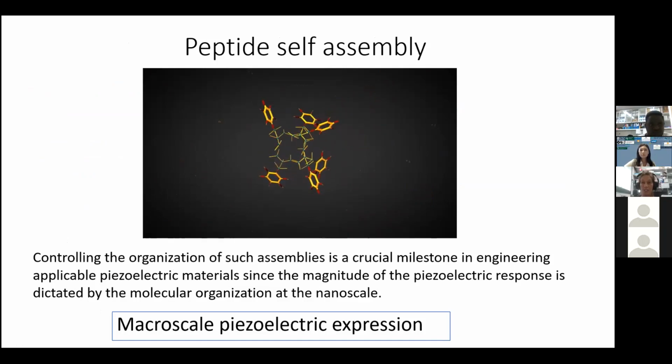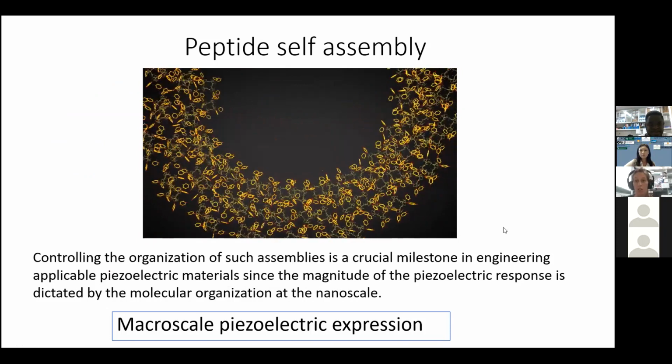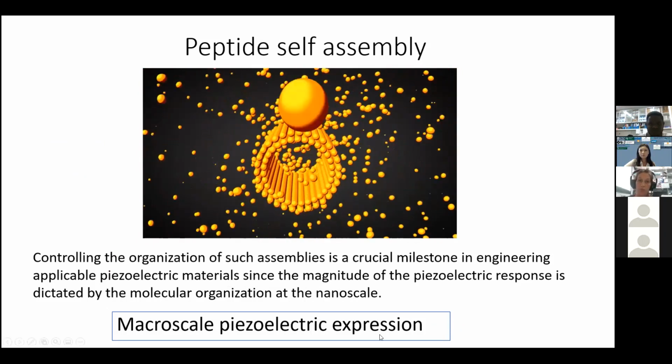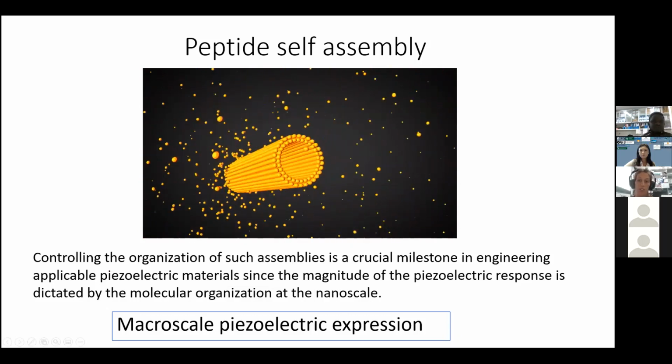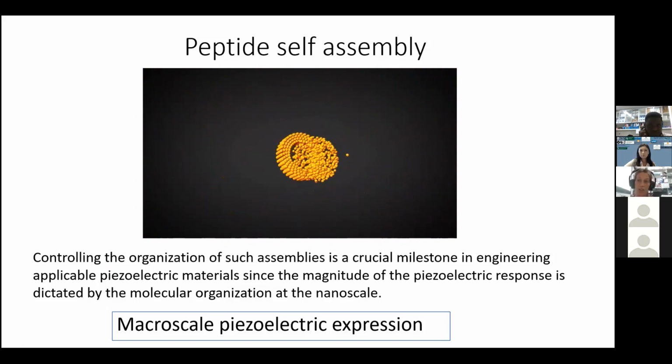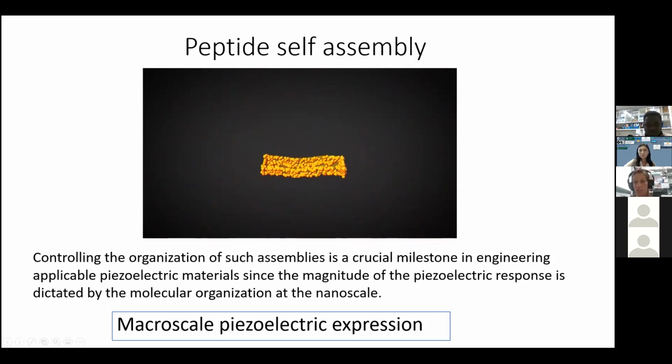It is a spontaneous process describing the formation of supramolecular ordered structures due to non-covalent interaction of the molecules themselves. It offers an elegant way to form nanostructures under mild conditions and in an environmentally friendly manner. However, one of the major challenges is the ability to govern the self-assembly of peptides into large, well-ordered functional units in a coordinated fashion, so the piezoelectric effect can be expressed macroscopically.